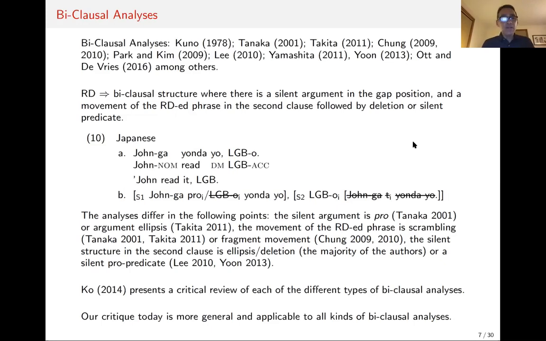Kohijon has a paper with a very potent critique of this biclausal analysis based on Korean data. She goes through many kinds of biclausal analysis and finds problematic aspects in many of them. Our critique today is more general, not specific to his analysis or her analysis. It's applicable to all kinds of bi-structure or biclausal analysis, because we find this to be a little bit less than convincing. So we're not going to be fashionable today, because the fashionable analysis is the biclausal one. We are just going against being fashionable today.